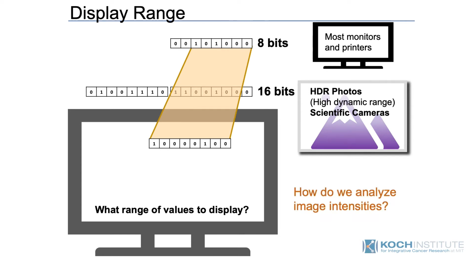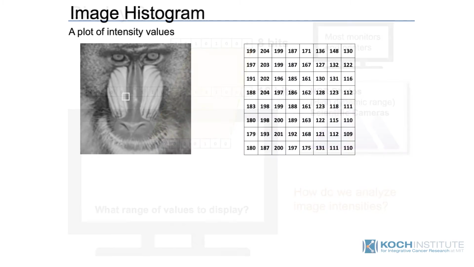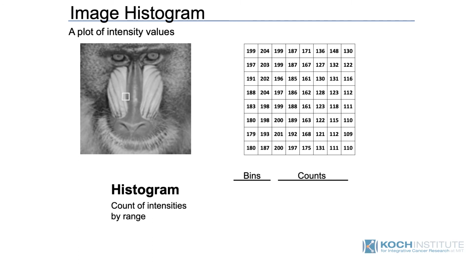So in order to understand what we're doing with this, let's talk about how we analyze image intensity. There's actually a way to plot all of the image intensities in your image, and this is called a histogram. It's a plot of intensity values. So what we're going to do is take our mandrel example and that matrix of numbers from that little tiny portion of the muzzle, and we're going to count the intensities by range.